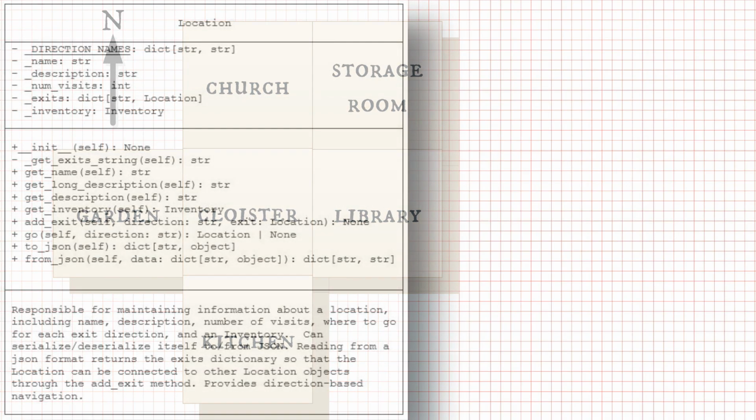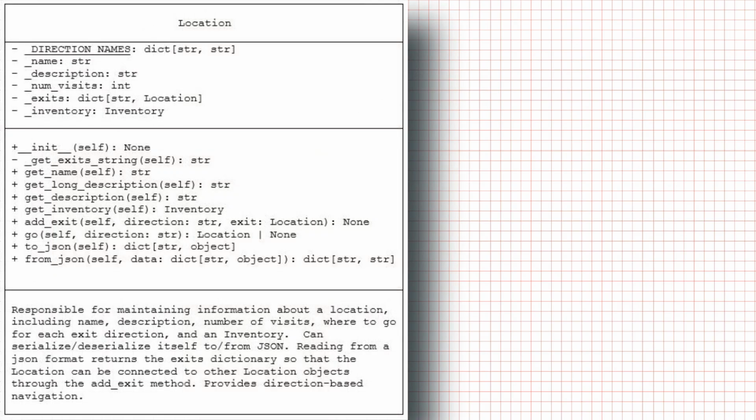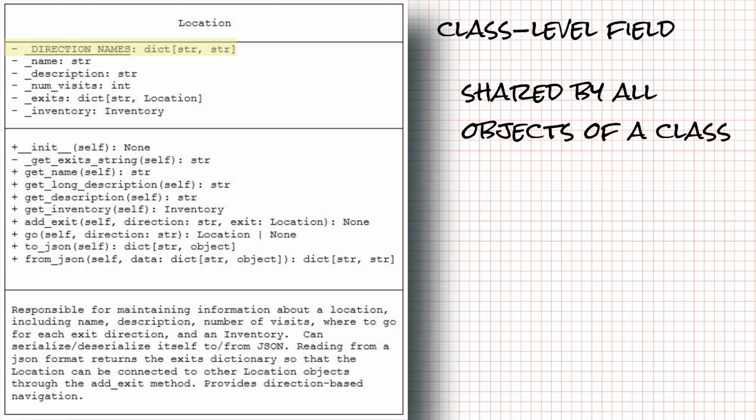Here's a class diagram with my idea for a location. I have a class level field, which is a constant called direction names. Class level fields are shared among all objects of a class. That's useful here because we don't need to have a separate copy of this constant for each object. It would be a waste of memory. But we want to keep it with this class because it's related to movement among locations.